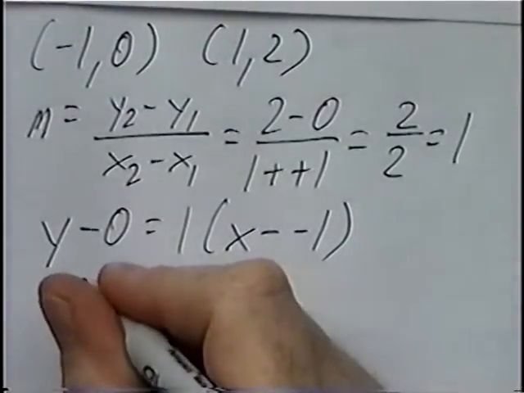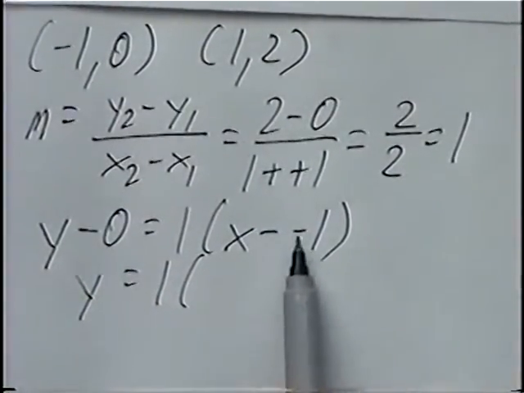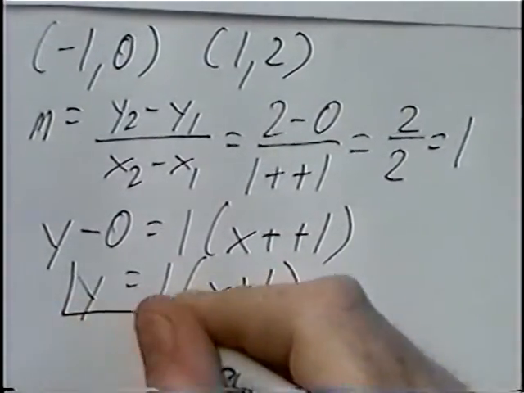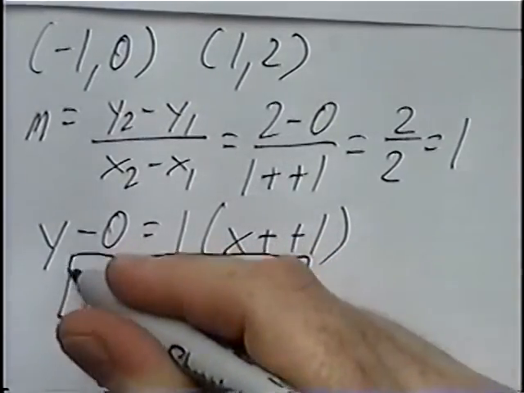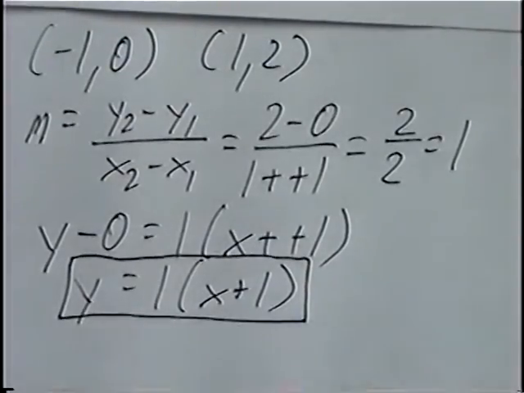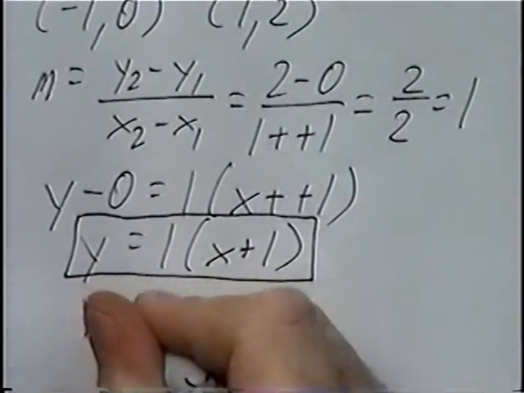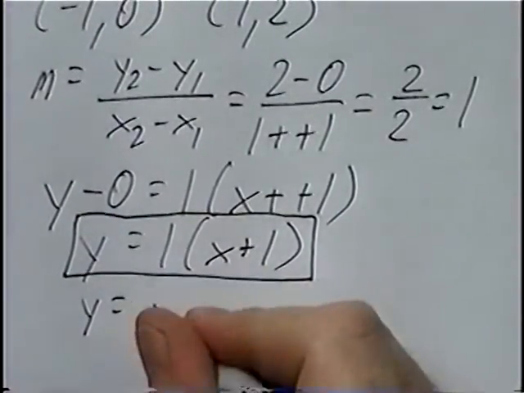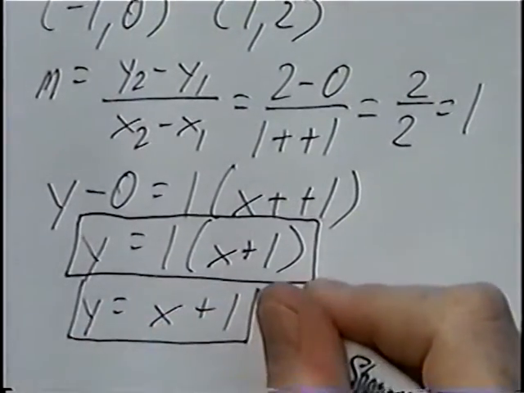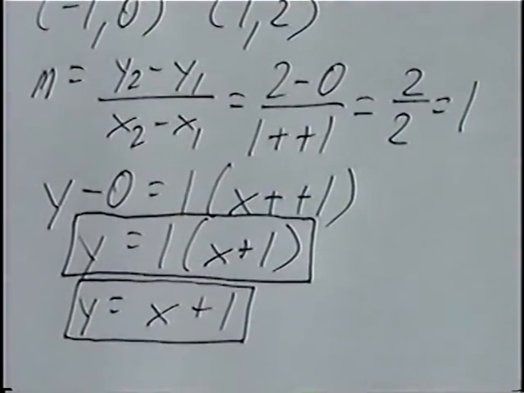Simplifying from here, y minus 0 would be y. 1 we can leave the same. And minus minus we can change to plus. So we'll have our first answer, which is in point-slope form: y equals 1 times x plus 1. Writing this equation in mx plus b form, if you distribute the 1, 1 times x would be x, and 1 times 1 would be 1. So our second equation in slope-intercept form, or mx plus b form, is y equals x plus 1.